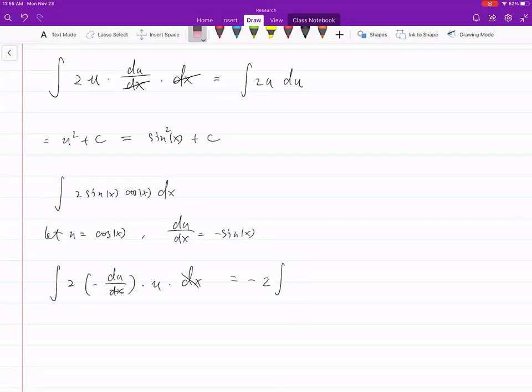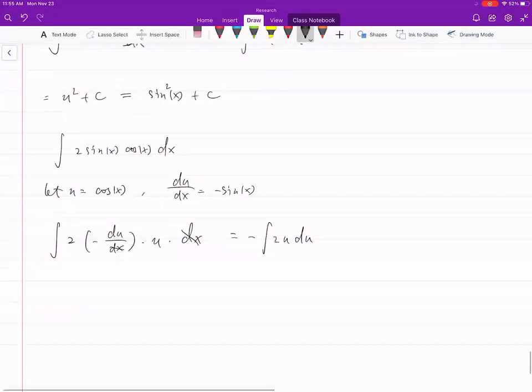Oh, yes. 2u. Okay. Very easy to do. That's negative u squared plus c, which is negative cosine squared.